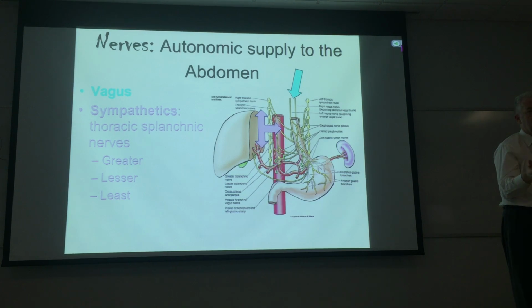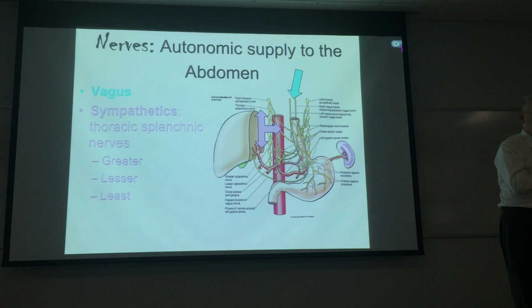Because what are they going to do? They're going to a ganglion, but where's their ganglion? Not in the sympathetic trunk, it's in the abdomen, typically associated with a blood vessel. So there's going to be a celiac ganglion, a mesenteric ganglion, a renal ganglion. It goes to a ganglion somewhere in the abdomen and synapses, and then postganglionics come off and go to the different structures. All right? So that's sympathetics from the thoracic splanchnic nerves.